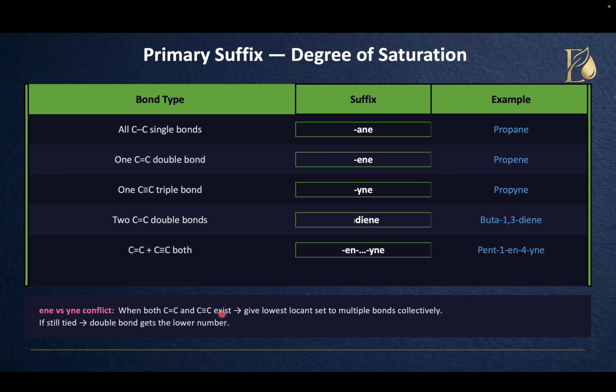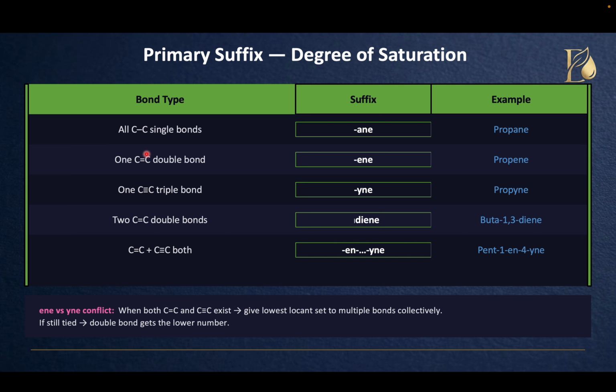Now we can move to the primary suffix, which means the degree of saturation. That means in hydrocarbons, in organic compounds, there may be single, double or triple bonds between carbon atoms. So based on that we will mention the degree of saturation in the compound. Suffix means the end of the name, what we will add at the end of the name.